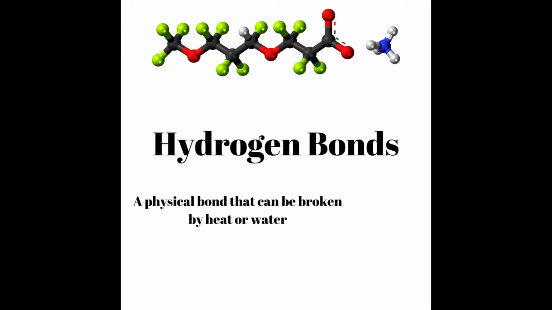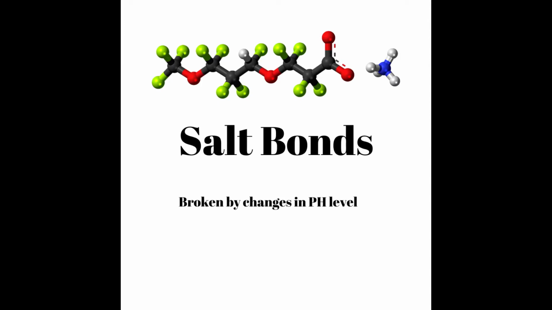Now, the next ones are going to be salt bonds. These can be broken just by adjusting pH levels, and pH is something we're going to be getting into later on. Salt bonds break apart at a pH greater than 5.5.